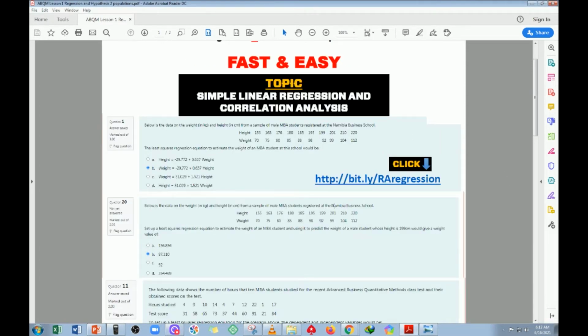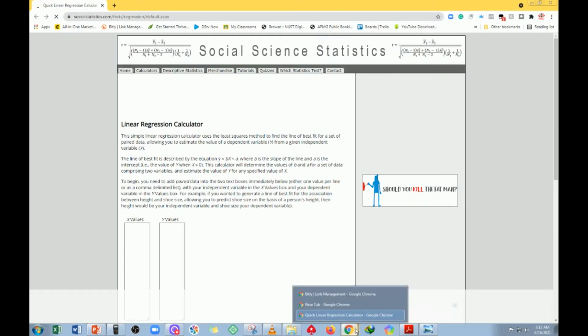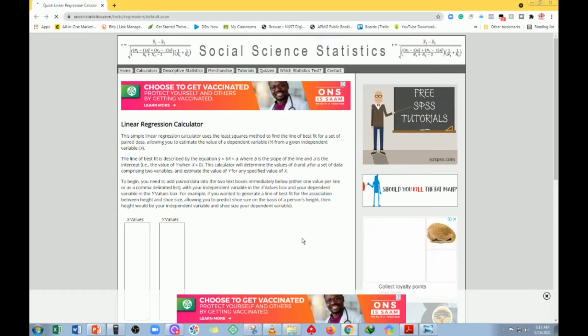So what I've done is I've included this link to go to the secrets that I want to share with you. So the first thing is you open the paper. I want you to just click the link. It will bring you to this page. Okay, so this is our linear regression calculator.